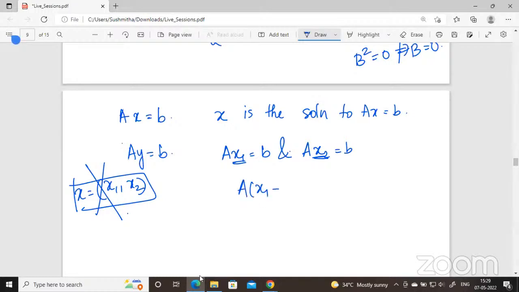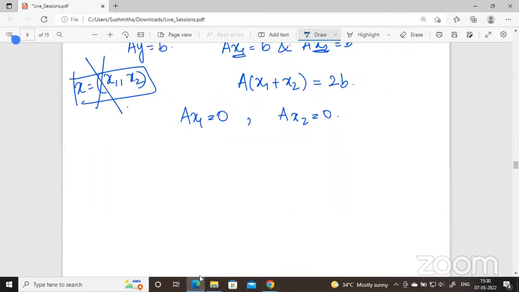So what about A(X1 plus X2)? It is 2B. Yes, but what if my B was 0? Suppose B is 0 and I have two solutions. Then it will remain 0 every time. So X1 plus X2 is also a solution, right? Yes, ma'am. What about alpha times X1? It's also a solution then.